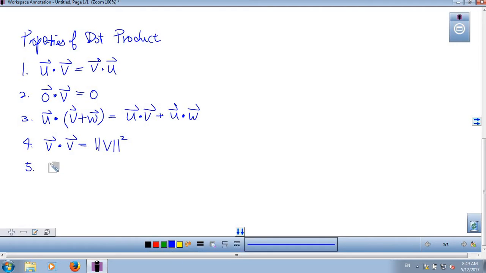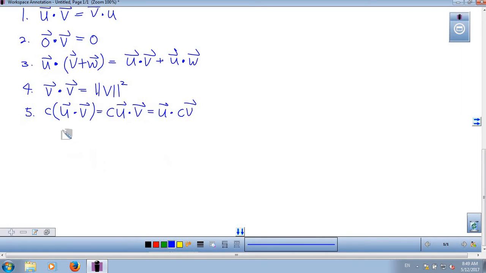Lastly, if we have a scalar times u dot v, it would be just equal to the scalar times u, dot v, or you can do u dot the scalar times vector v, so it's okay. It's a multiplication, because this is a scalar value too, so it's a scalar times the whole thing.